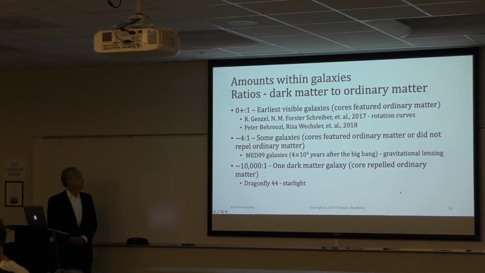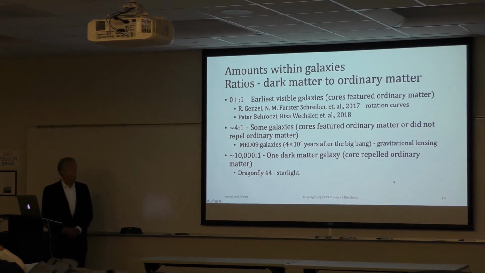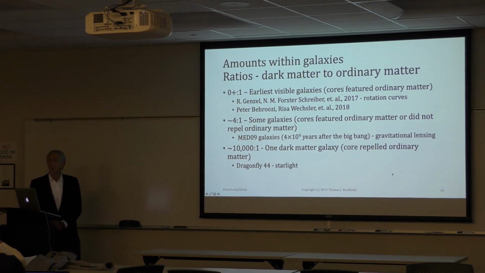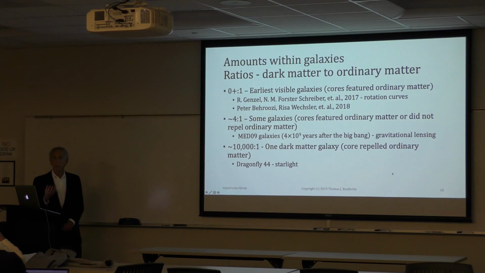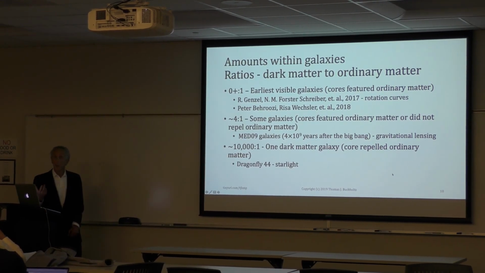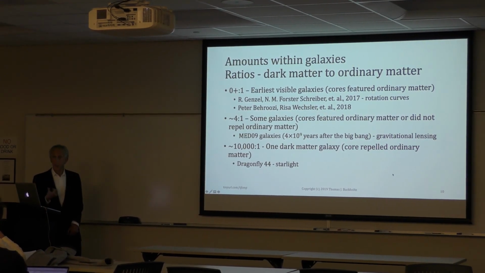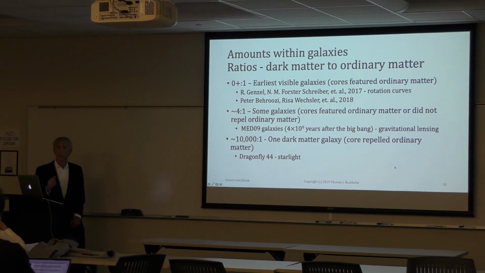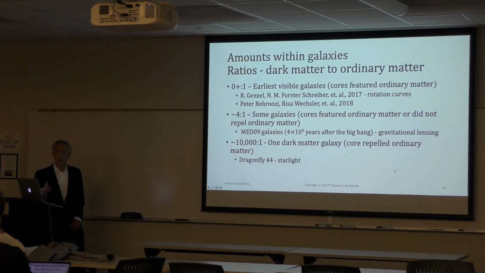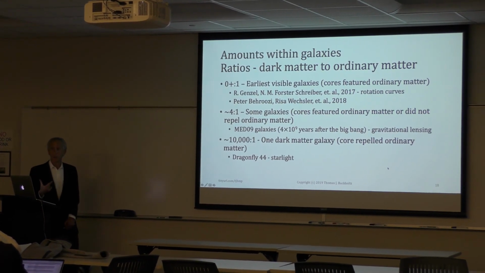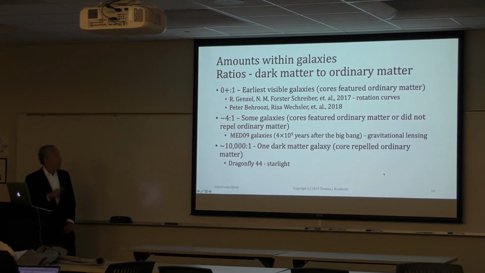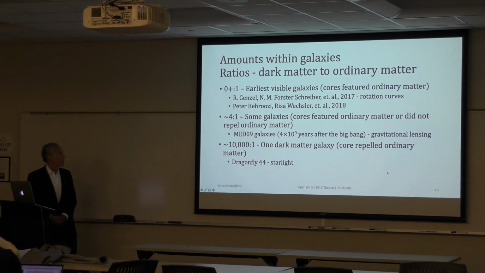And then there's one paper that has some 4-to-1 ratios for dark matter to ordinary matter. That could be an ordinary matter core that accumulated the 4 isomers that are available of dark matter, or it could be a dark matter core that did not repel ordinary matter that accumulated isomers of dark matter and ordinary matter. So there are 2 ways to get to that particular paper's result.